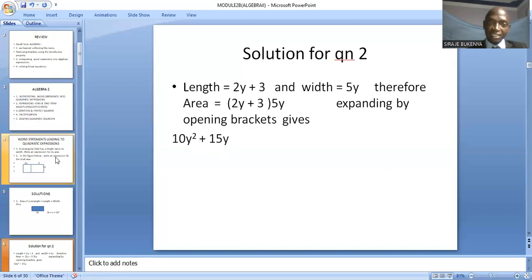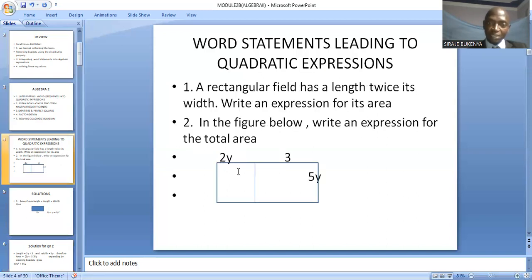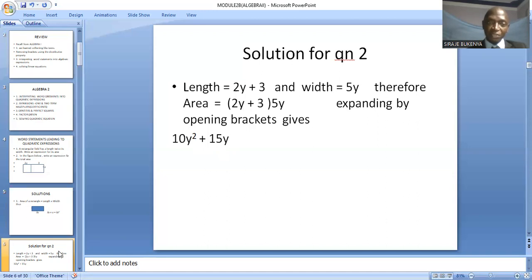Or you could split and look at the area of one part. The area of this part will be 2y times 5y, which is 10y squared. And the area of the other part, 5y times 3, which is 15y. So if you add, you get the same answer, 10y squared plus 15y. So they are equivalent expressions.